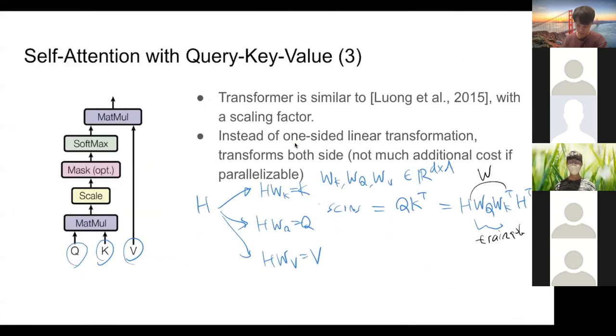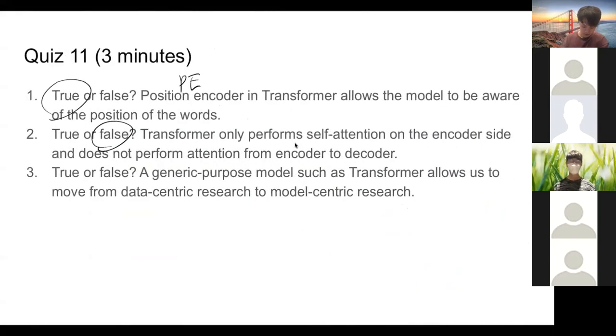And lastly, true or false: a general-purpose model such as the Transformer allows us to move from data-centric research to model-centric research. It's the other way, right? Before the Transformer, people were focusing a lot on how to design the models. But now these Transformers can be considered as one model to be used in all applications, so you don't have to really develop new models. It's more about what kind of data you feed into the model and how you train it. So we become more data-centric from model-centric. So this is false, which is good because I think most people got it right. Okay, I'll close this.